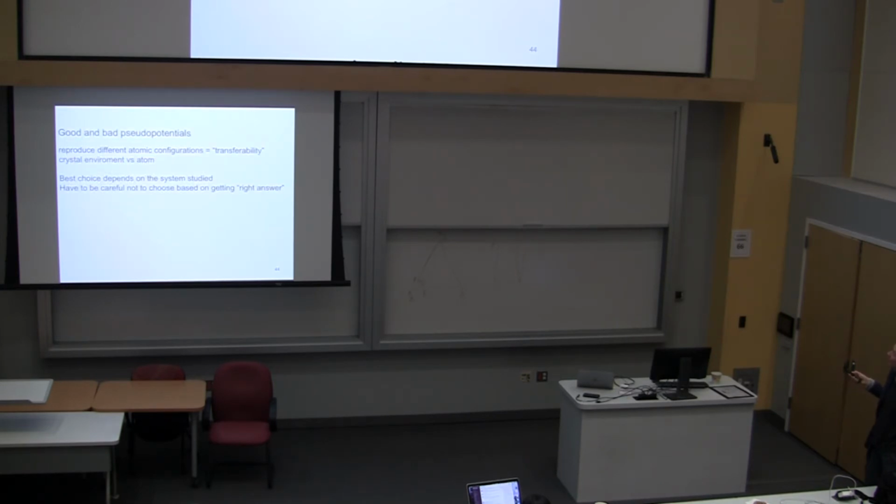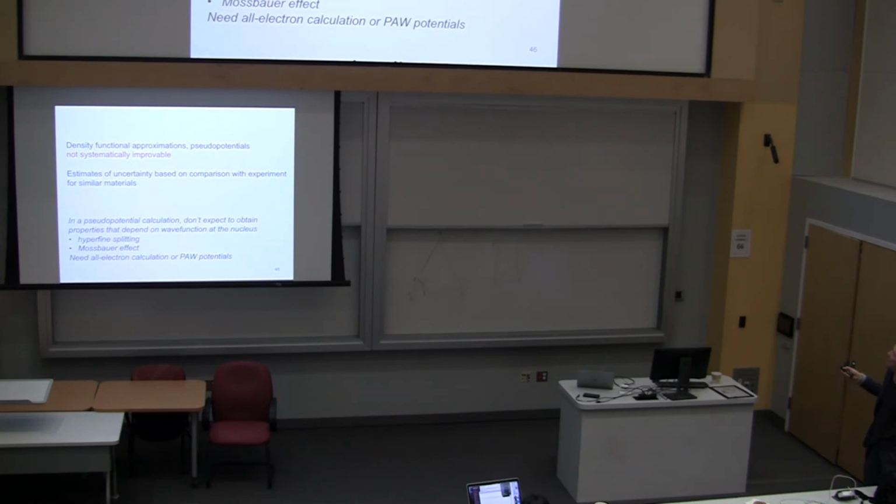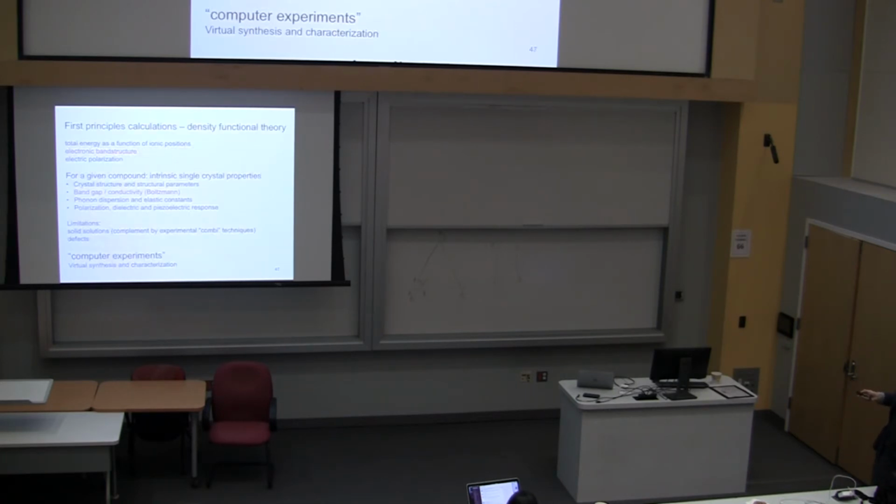But that, let's see, where's my thing? Oh yeah. If you're computing properties that depend on the wave function at the nucleus, don't do it with pseudopotential calculations, because the wave function at the nucleus has changed. So you're not going to get hyperfine splitting and Mossbauer effect. There are ways to do that, but not in pseudopotential calculations.